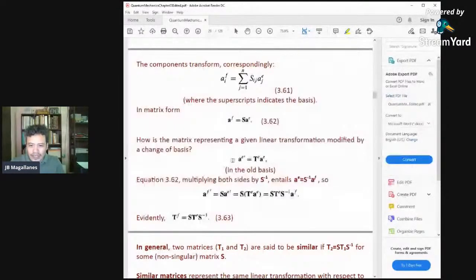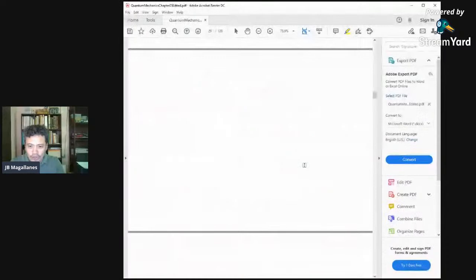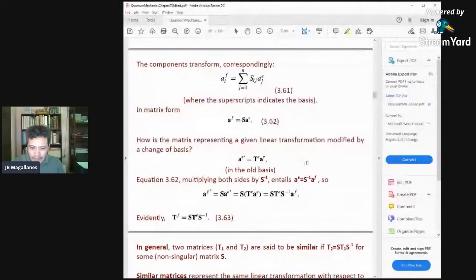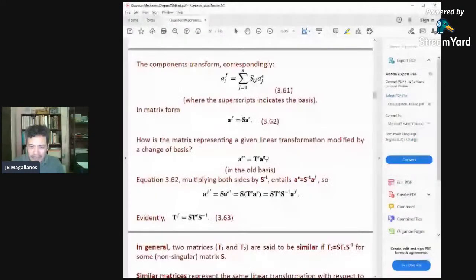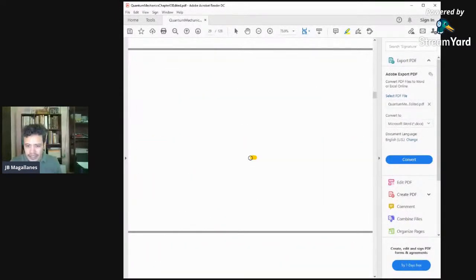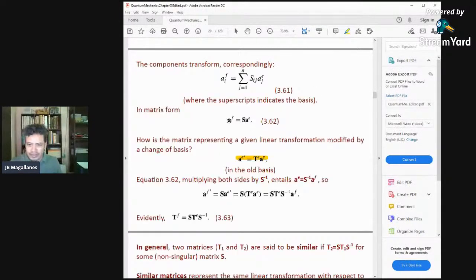So for example, in the old basis you have the basis E represented by E1, and in the new basis E prime. Your E1 is transformed into E1 prime by using this matrix. This is just the same as this one here.